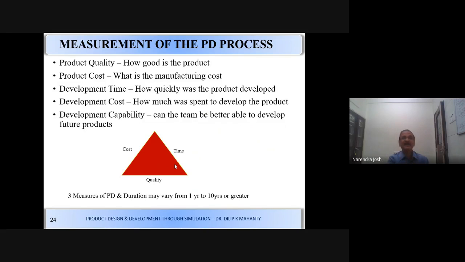So, 3 measures of product development, and duration may vary from a few months to 10 years or greater, depending on the type of product: cost, quality, and time. It's a very important aspect. These 3 together, none of them should fall short, lower, or higher. Today's world, that is the thing. In the 21st century, this decade or third decade, it is important to look at this.